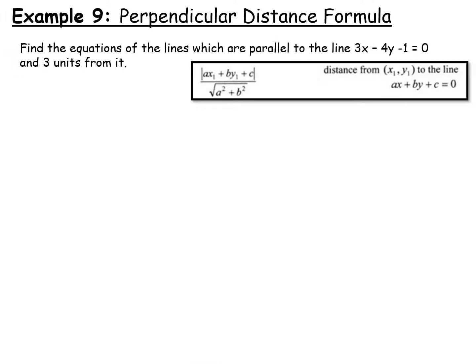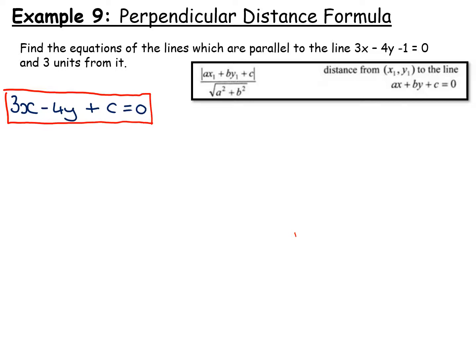So we're now going to start into some probably harder examples of using the perpendicular distance formula. Find the equations of the lines which are parallel to the line 3x minus 4y minus 1. Now you can work this through, but if you can remember, it'll make your life much easier: the x and y coefficients won't change for parallel lines. So this is the general equation of all lines parallel to the line we were given, 3x minus 4y minus 1. All that changes is that constant, that plus c.